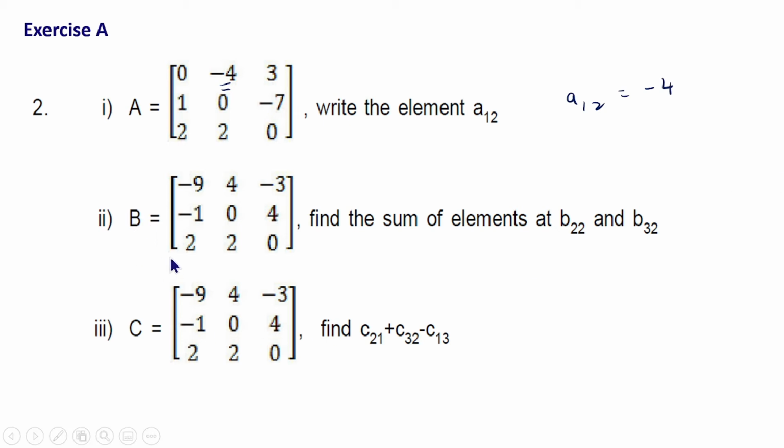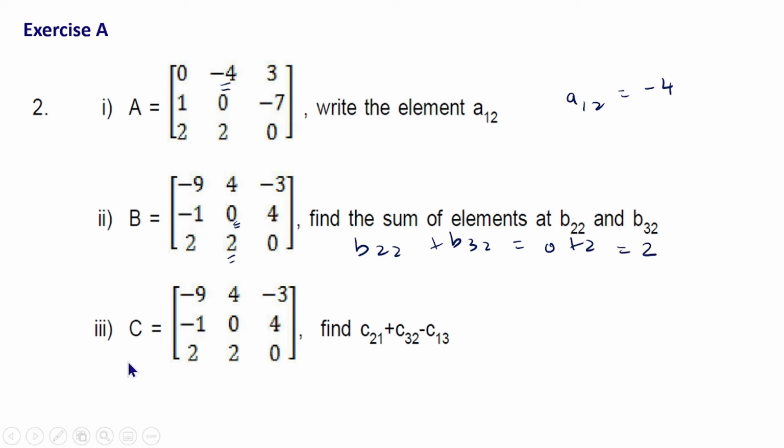Next question, B is equal to this given matrix. Find the sum of elements at B22 and B32. B22 is the element in the second row and second column. So B22 is 0 and B32 is the element in the third row and the second column. So it is 2. So B22 plus B32 is equal to 0 plus 2, which is 2.